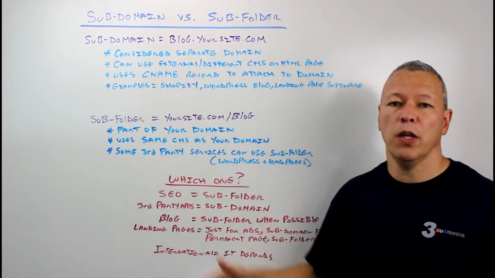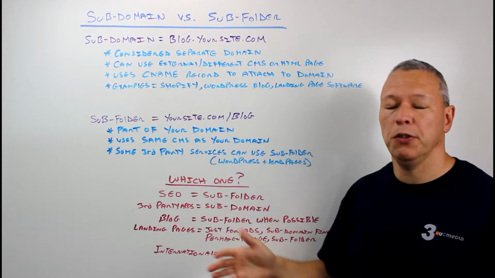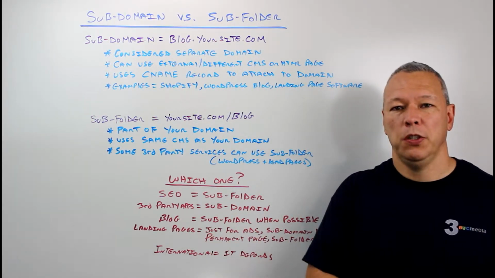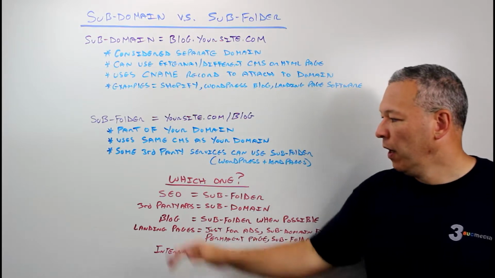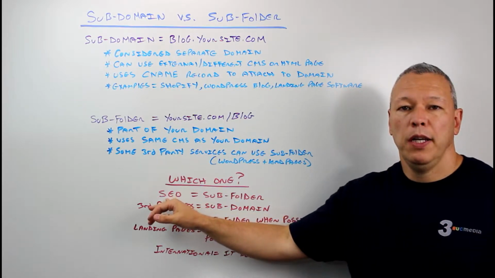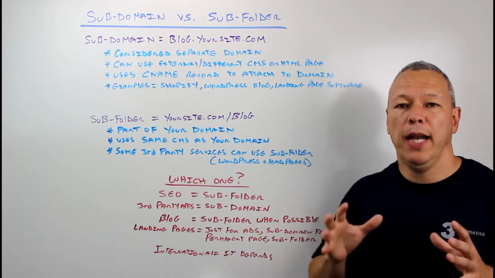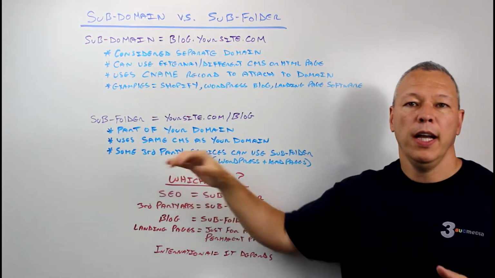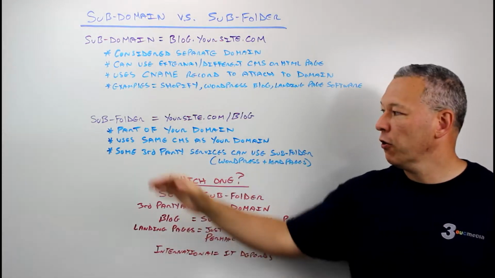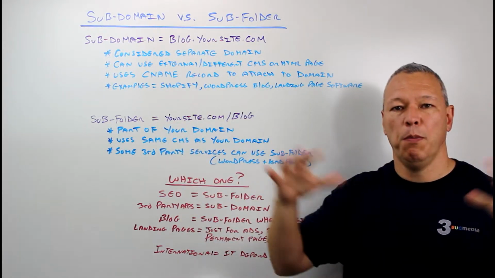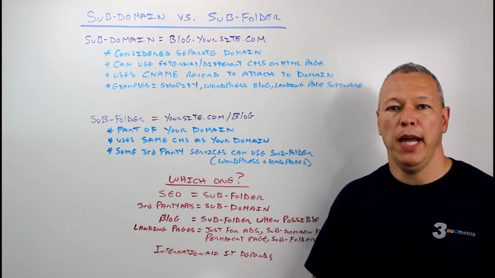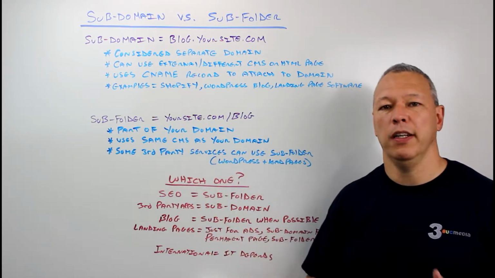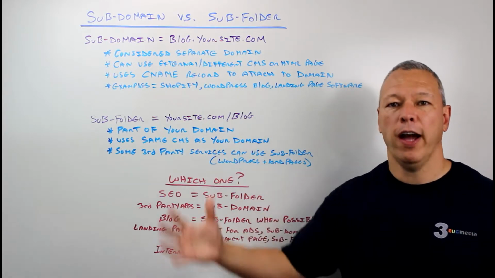Okay, so the question is, which one do you use? And the answer is, it really depends on why you want to do this in the first place. So example number one would be SEO. So from an SEO aspect, subfolder is definitely the better way to go. Every page that you create when you're using a subfolder is all part of your main domain. It all contributes to the same domain, and it all helps to increase the domain authority in the eyes of the search engine for that single domain.